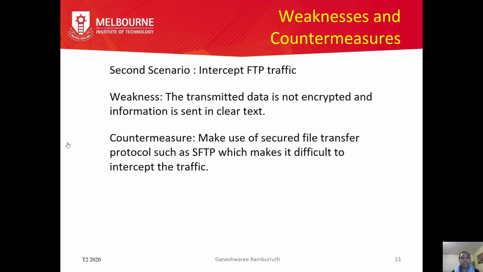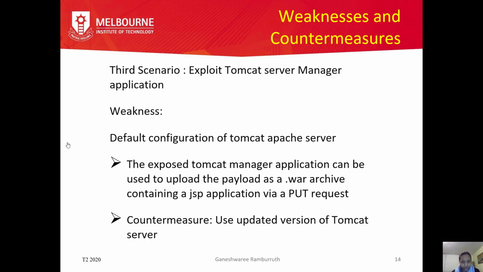The second scenario is to intercept the FTP traffic. So the weakness here is FTP transmits data in clear text, and its countermeasure is to use SFTP. The third scenario is to exploit the Tomcat Server Manager application. Its weakness is the default configuration of the Tomcat Apache server, and the Tomcat Manager application, which can be used to upload the payload, a .war archive type that contains a JSP application via a PUT request, and its countermeasure is to use an updated version of Tomcat server.